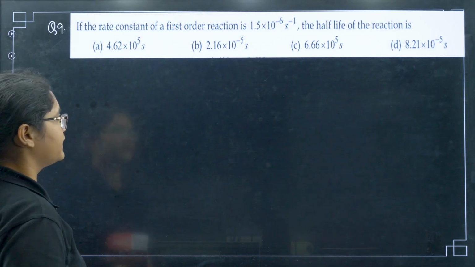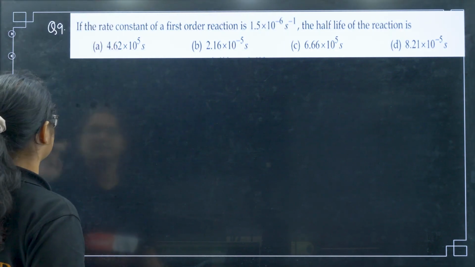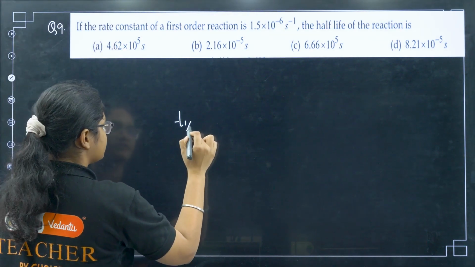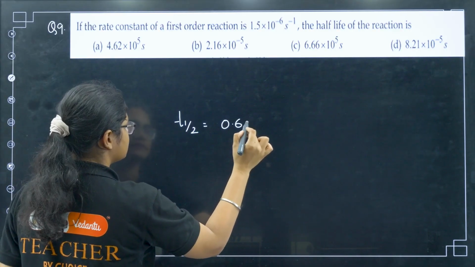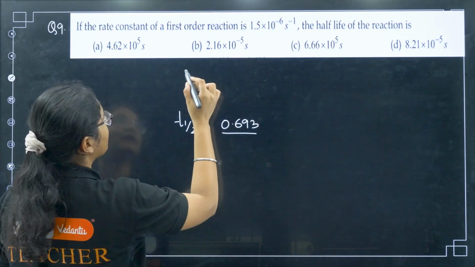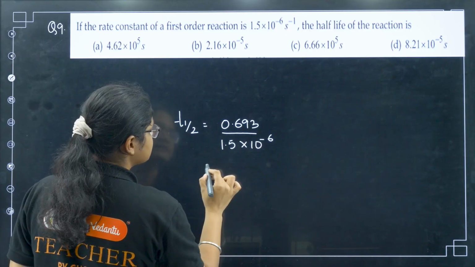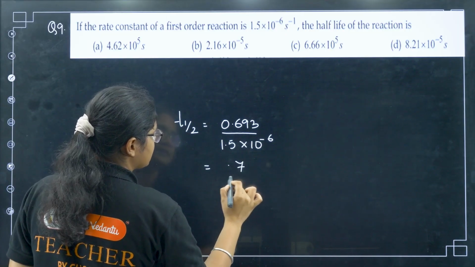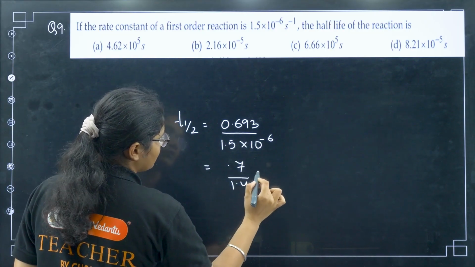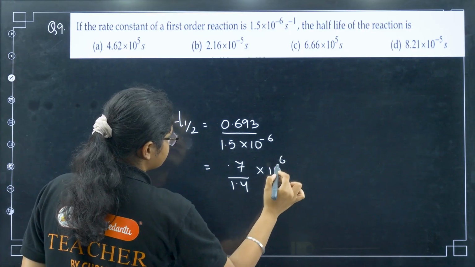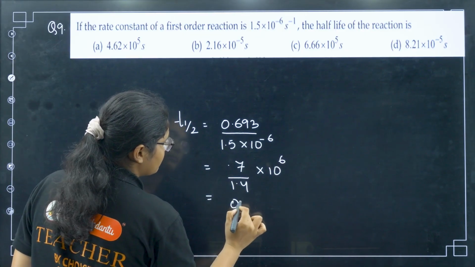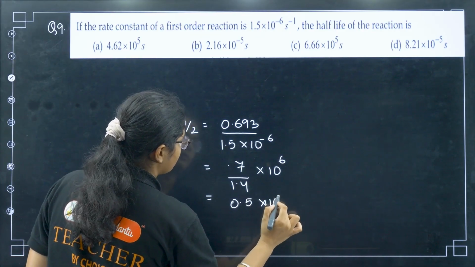Rate constant is given, half-life we have to find out. So this is the direct formula, T half is equal to 0.693 by K. The value of K is 1.5 into 10 to the power of minus 6. This one I am rounding off to 7, this one I am rounding off to 1.4 into 10 to the power of 6. So I will get 0.5 into 10 to the power of 6.